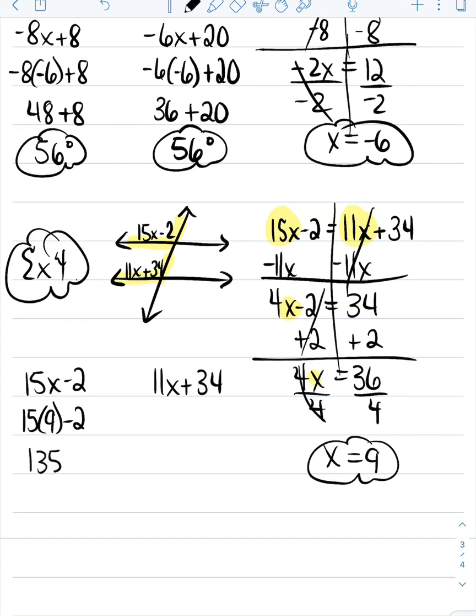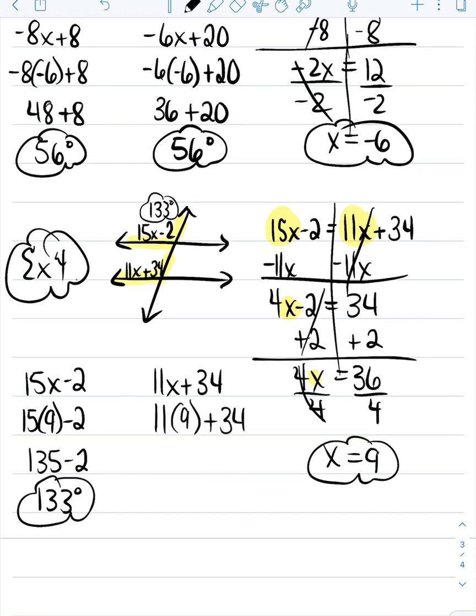So I've got 135 minus 2, which is 133. So this angle actually measures 133 degrees. And let's find our other angle measure. 11 times 9 plus 34. So that's going to be 99 plus 34.